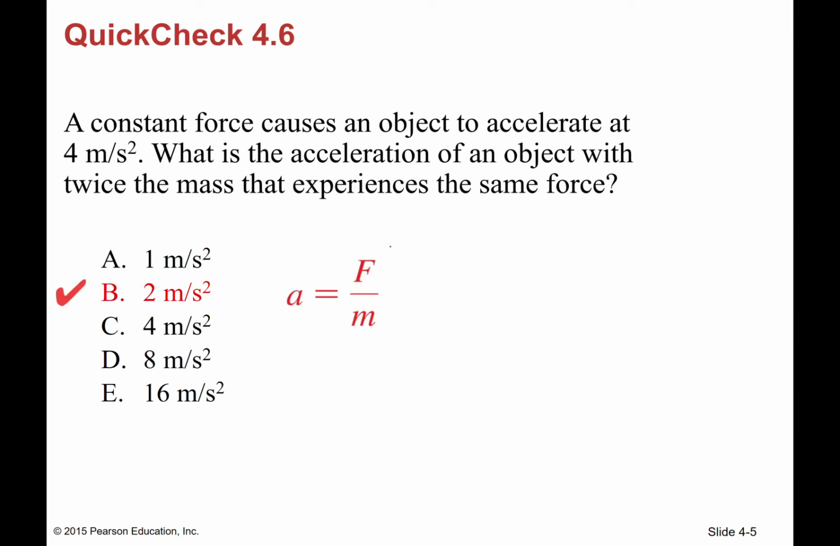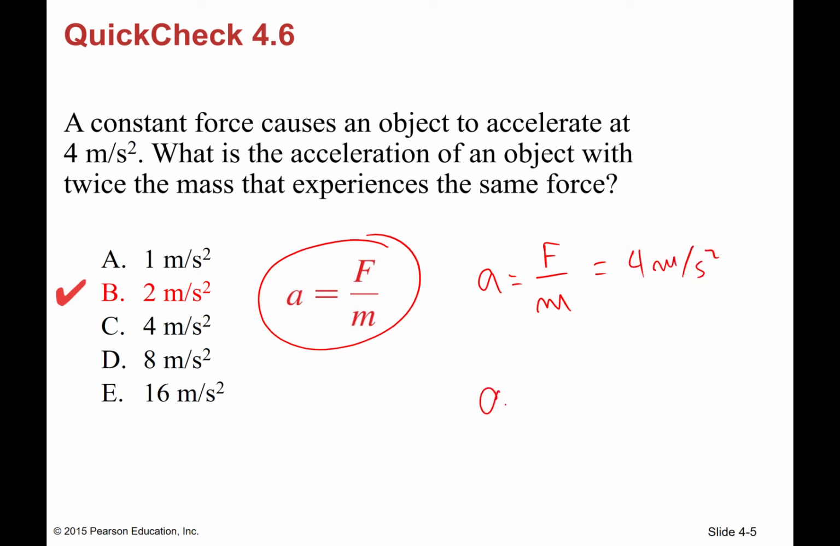So this is the answer: 2 meters per second squared. How do we get that? Well, the first acceleration is the force divided by the mass, right? And that is equal to 4 meters per second squared. The second acceleration would be from the same force being applied, as you're told here, but the mass is now 2 times what you had before. So that will be 1 over 2 times F over m, which is 2 meters per second squared.